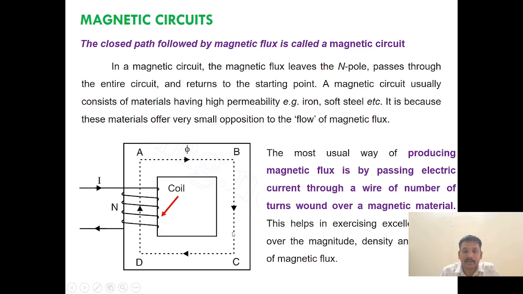The flux lines travel through the core provided over the coil. Here it starts moving and flows through the core, and finally it reaches the north pole. This is called a magnetic circuit. It consists of a coil and a ferromagnetic core. When electric current passes through this coil, it develops some magnetic field. That magnetic strength depends on the magnitude of current and the number of turns in the coil.